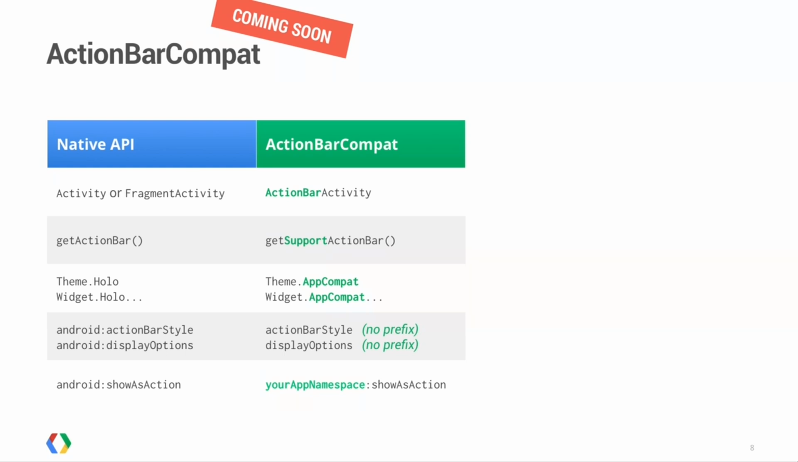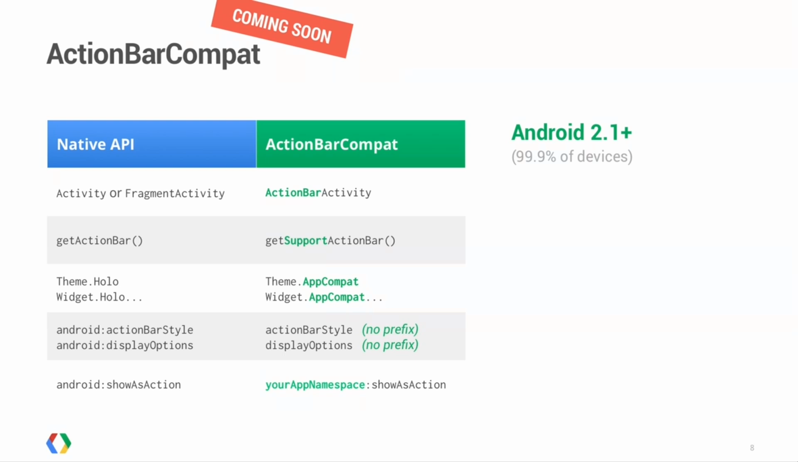So the overall structure of your code doesn't change. You basically just swap in some different imports, swap in some different names for certain classes, and you're done. This is not available right now, I should mention. This is still something that we're working on. It's going to be available very soon. If you're using the Google I/O Android app right now, it's using this ActionBarCompat library, so you can take that as a hint that it is coming sooner rather than later.